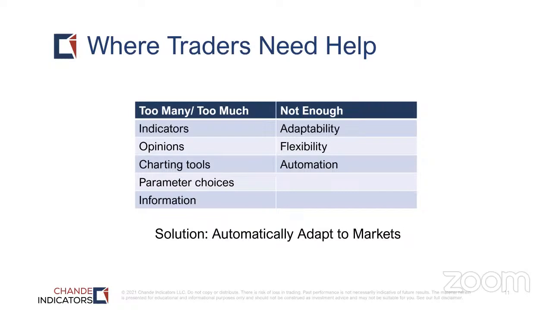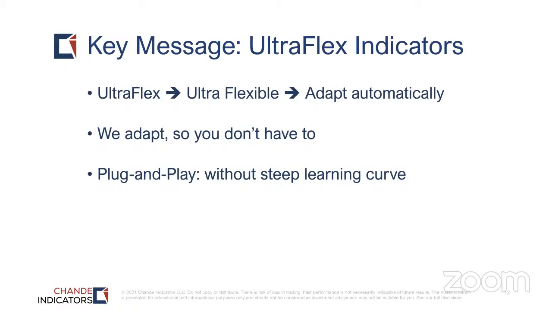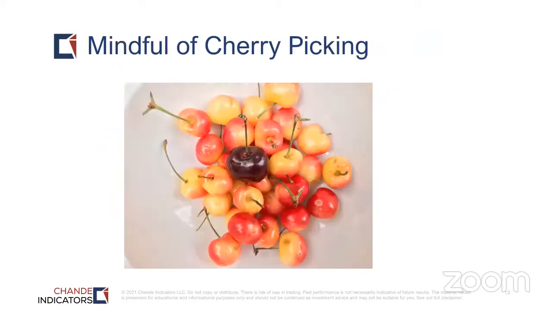At the same time, you must adapt to the markets and be flexible. So what's the answer? The answer is automation. The answer is my UltraFlex indicators, because they adapt so you don't have to. And they're plug and play, so you don't have a steep learning curve. So that completes my introduction.